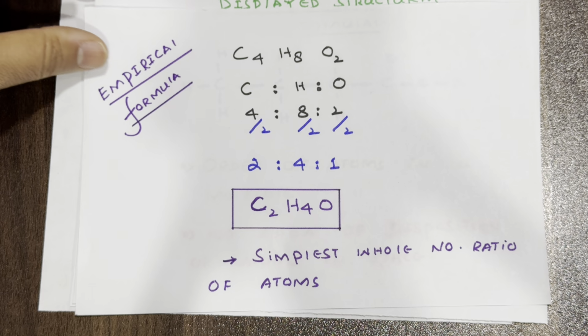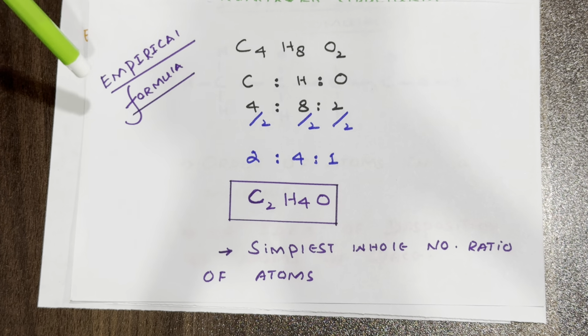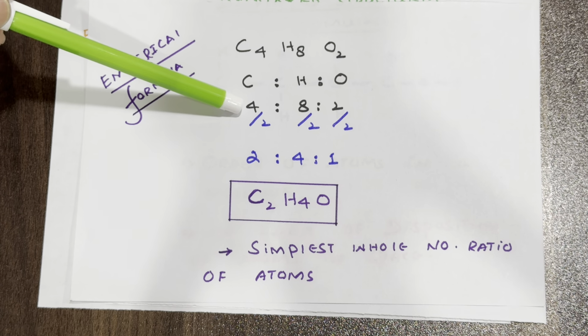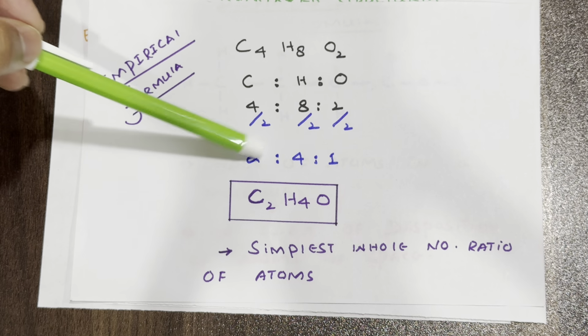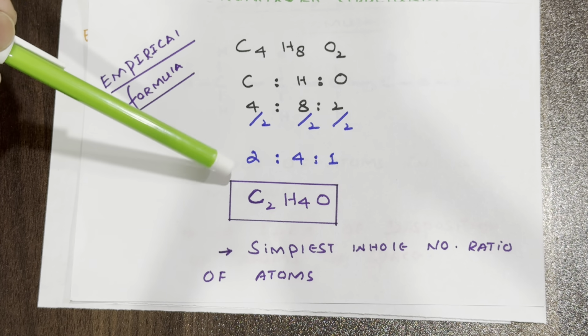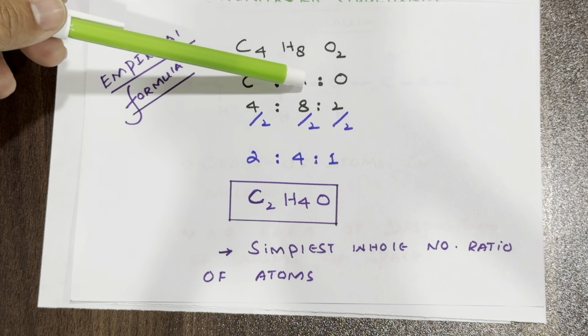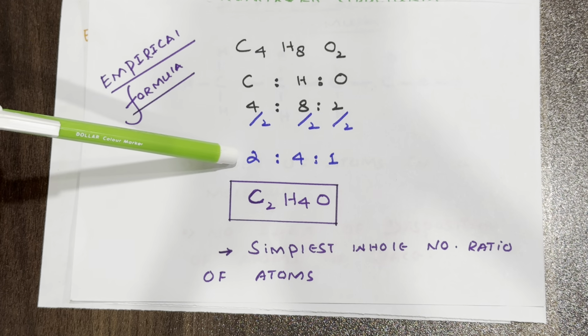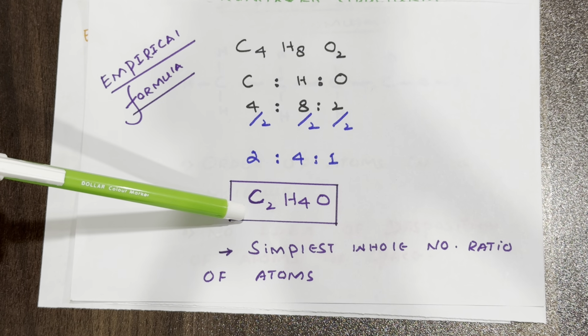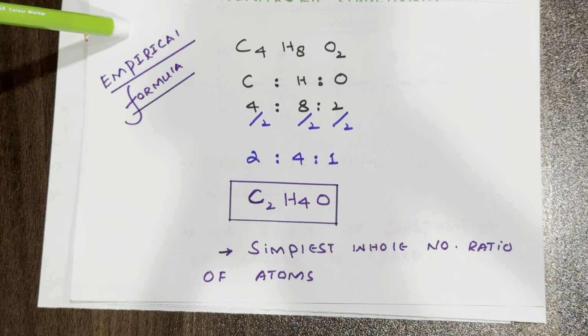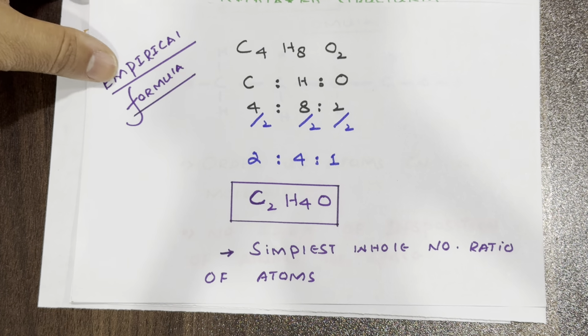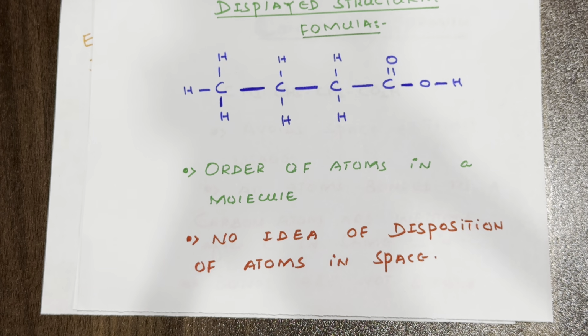Now the next one is the formula which is obtained when you simplify the actual ratio of the atoms to the simplest whole number ratio. Like the actual ratio was 4:8:2. Now divide this ratio by 2 in order to simplify it. You will get the simplest whole number ratio, that is 2:4:1 between carbon, hydrogen and oxygen atoms. So according to this simplest whole number ratio, its simplest formula will be C2H4O, that is also called its empirical formula. So empirical formula is basically the simplification of the molecular formula to the simplest whole number ratio.